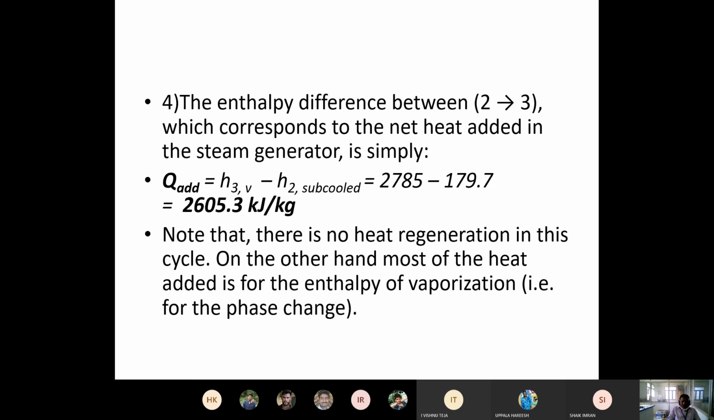And note that there is no heat regeneration in this cycle. The problem mentions there is no heat regeneration. That is why we are mentioning it. On the other hand, most of the heat added is for the enthalpy of vaporization. Okay, heat supplied is equal to 2605.3 kilojoules.